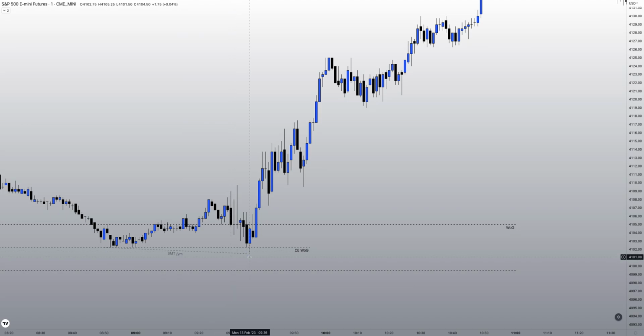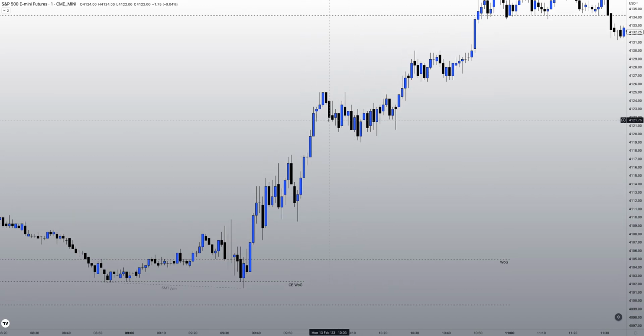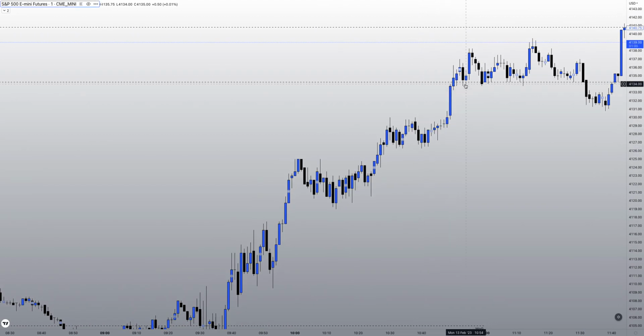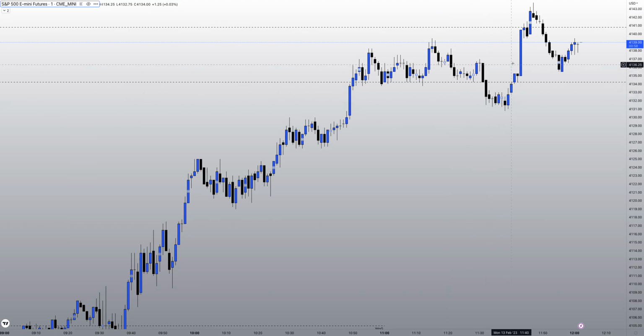On the 1 minute, very clear. SMT at the lows, shift with displacement, leaving a fair value gap here that gets created. Further displacement, two fair value gaps, candle bodies respecting the lower fair value gap, accumulating inside of this old one, displacement, accumulate liquidity, run liquidity, displacement, so on and so forth.